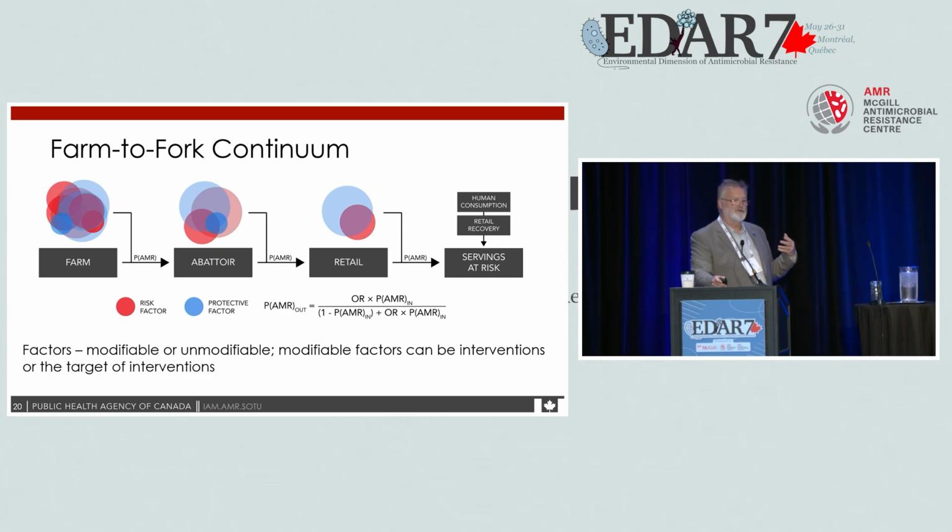The modifiable ones are potentially subject to intervention, or they could be interventions themselves: vaccination, use of probiotics, whatever. The inputs for the model require you to have some idea of, if you give the probiotic, do you get resistant or not?